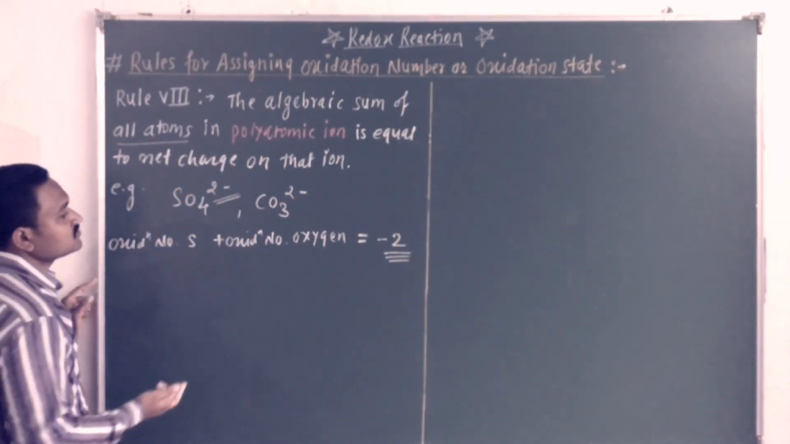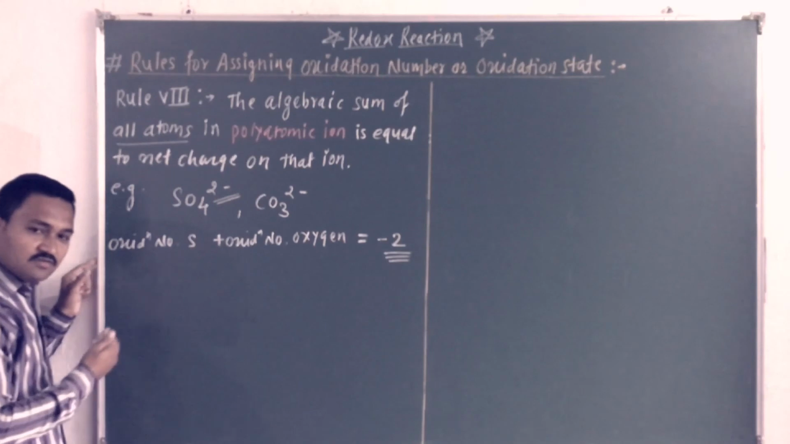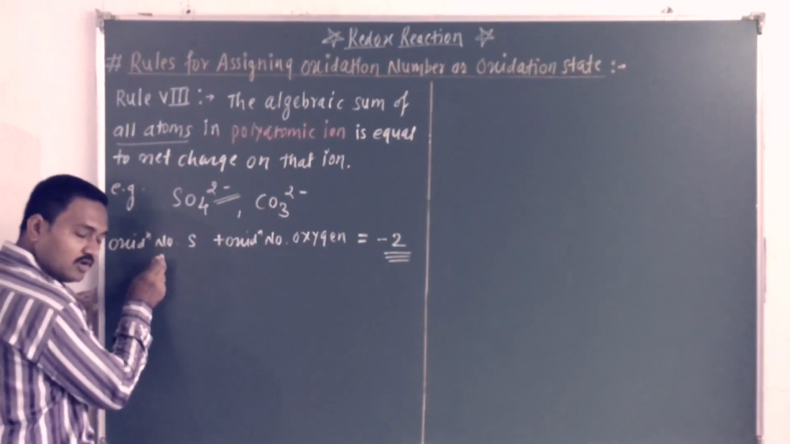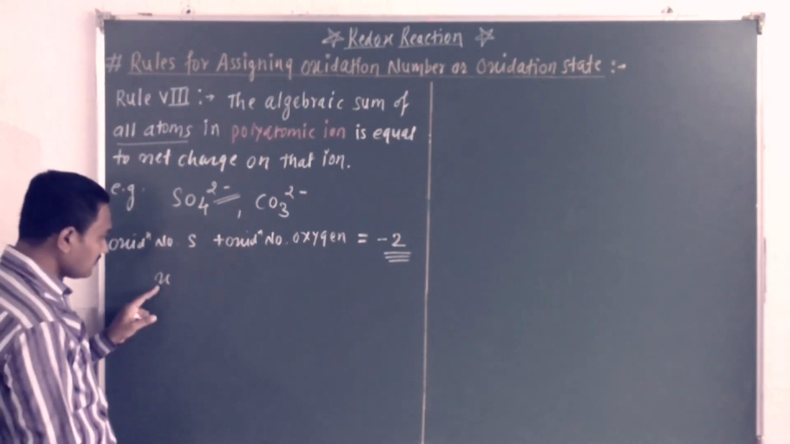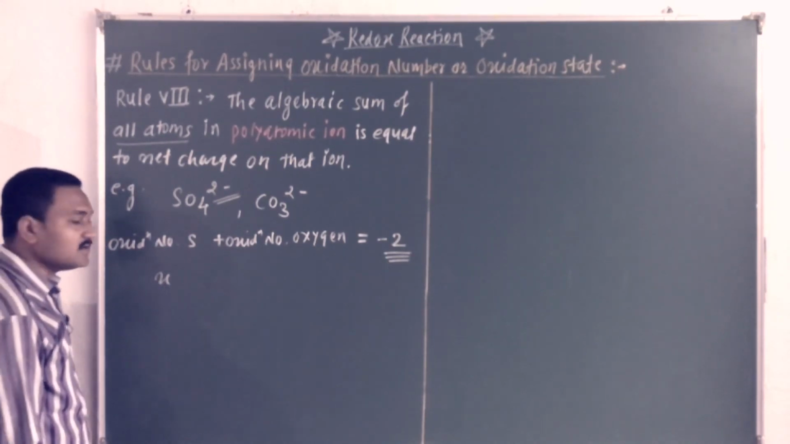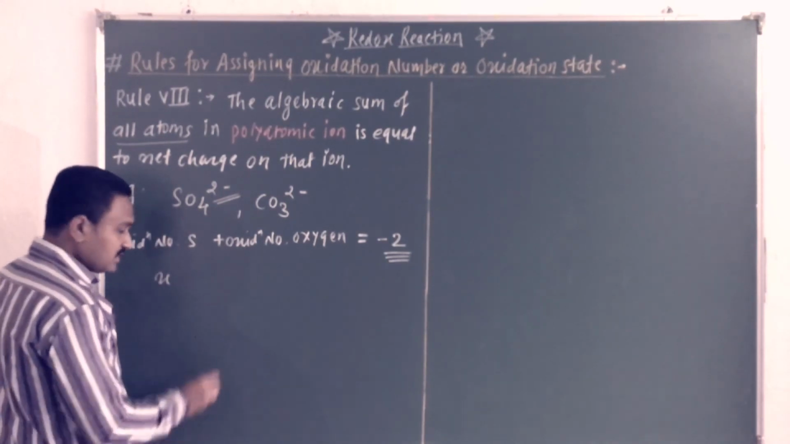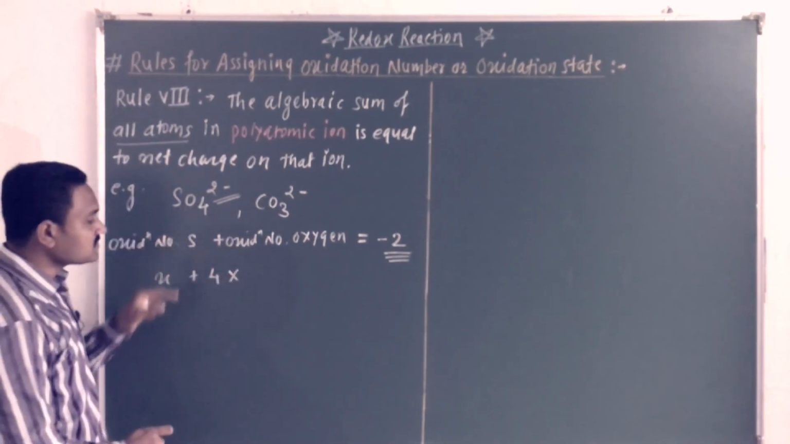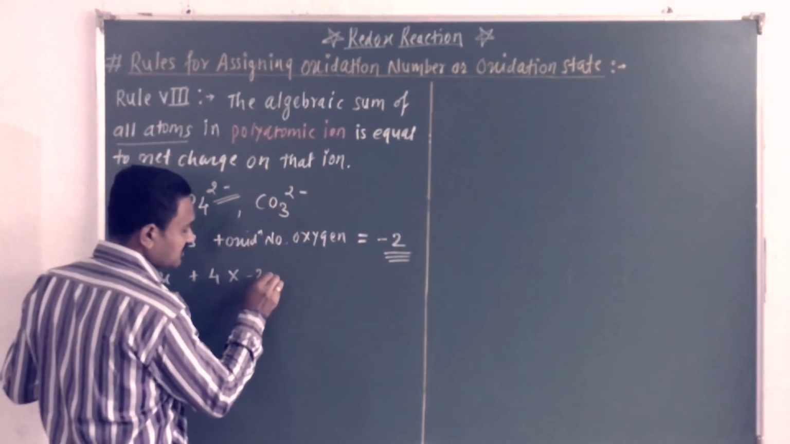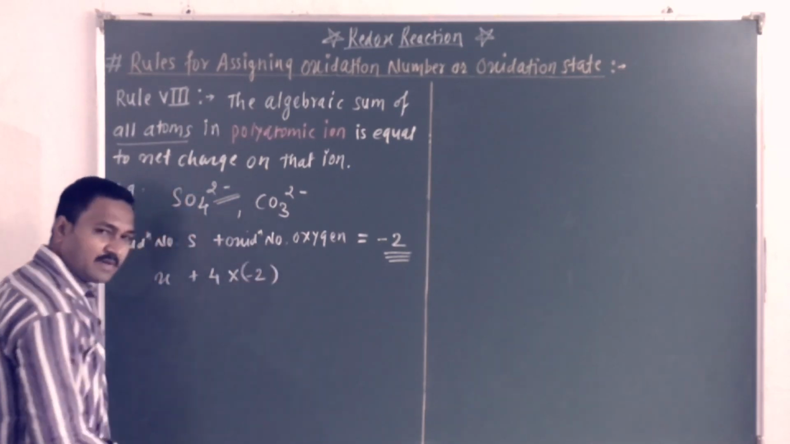Now how many oxygen atoms are there? 4. I don't know the oxidation number of sulfur, so firstly we will calculate it. For that I am going to consider the oxidation number of sulfur as x, plus 4 times the oxidation number of oxygen atoms. So the oxidation number is -2. I will show it in parentheses simply to help you understand.